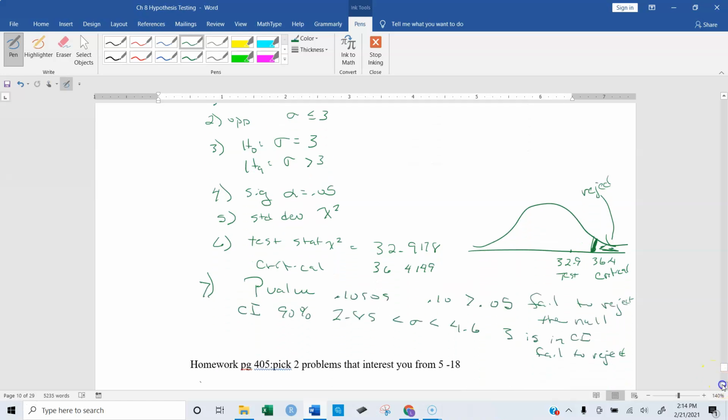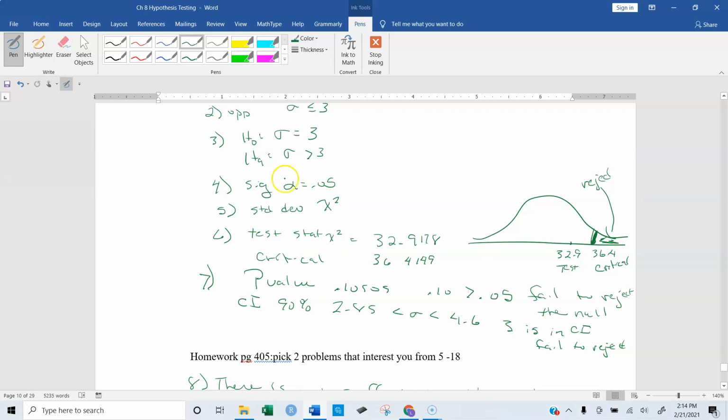Our significance level was 0.05. We're dealing with standard deviation, so we're doing a chi-squared test. Okay, when we plug this into StatDisk, our test statistic for chi-squared was 32.9. Our critical value was 36.4. Our p-value was 0.105, and our confidence interval was at 90% between 2.85 and 4.6. Now let's look at what these mean.